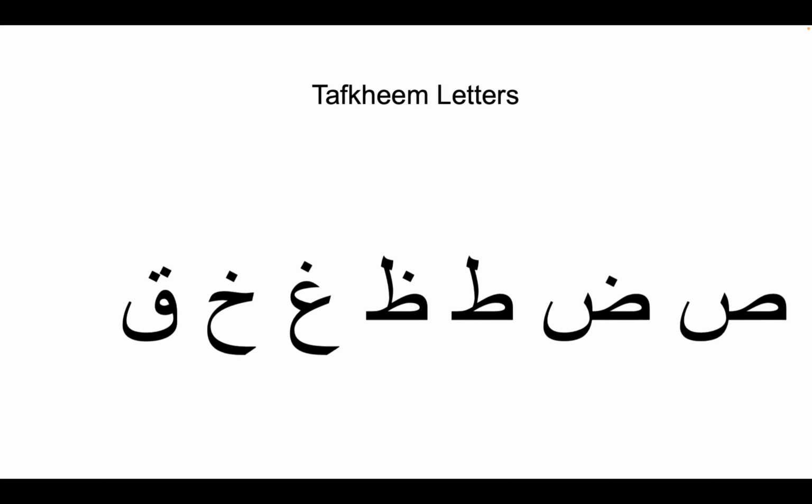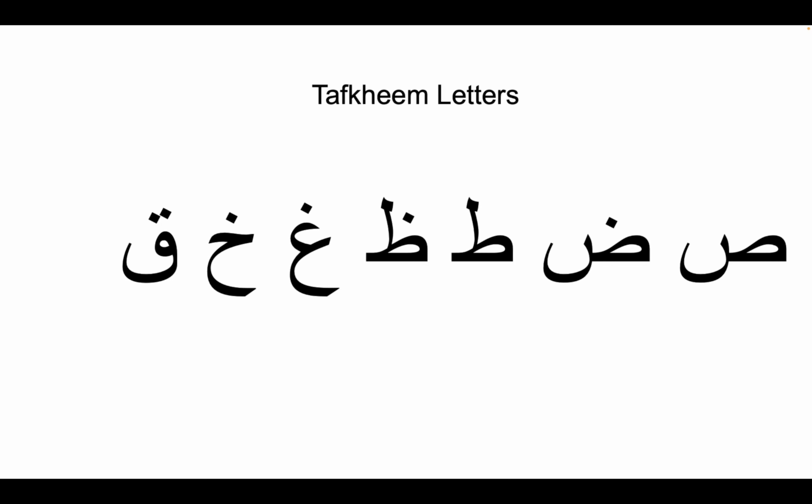Tafkhim letters are those letters that are always pronounced heavy, as if you have a mouthful of food, or as if you are almost like an opera singer. Your sound is going to be heavy, and those are Sad, Dad, Ta, Dha, Ghain, Kha, and Qaf. Those are the 7 letters of tafkhim.